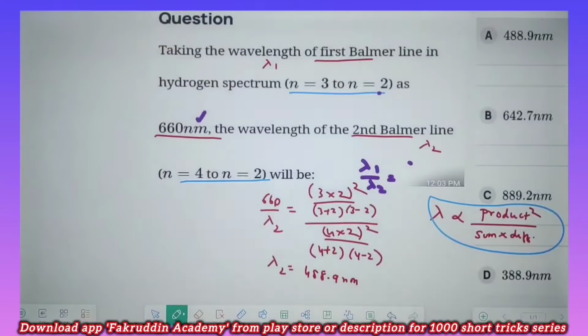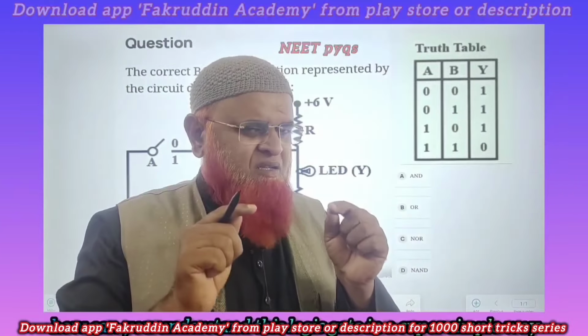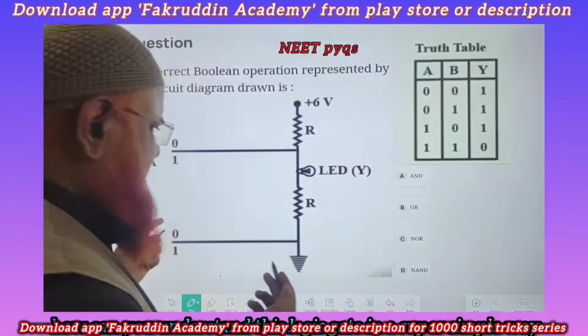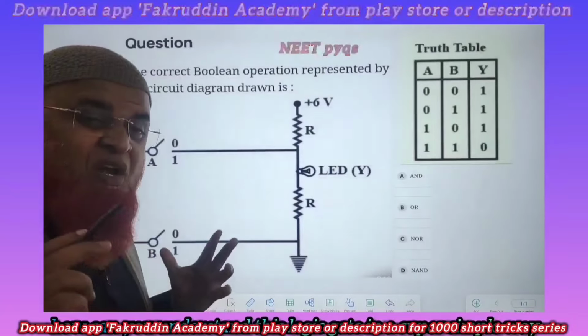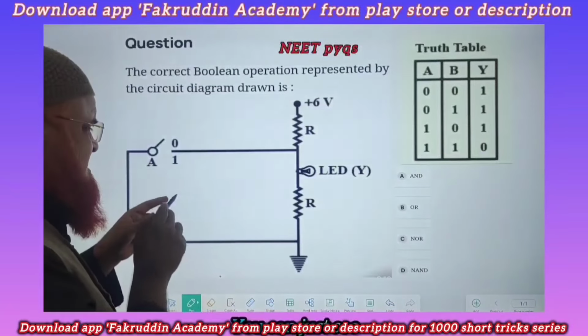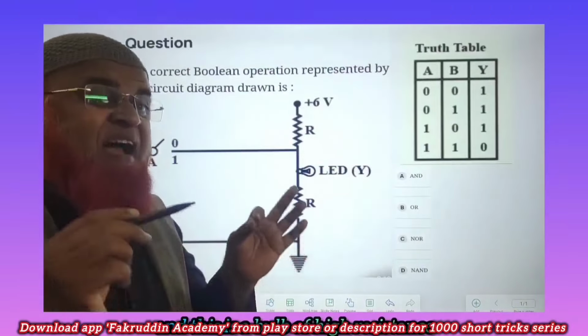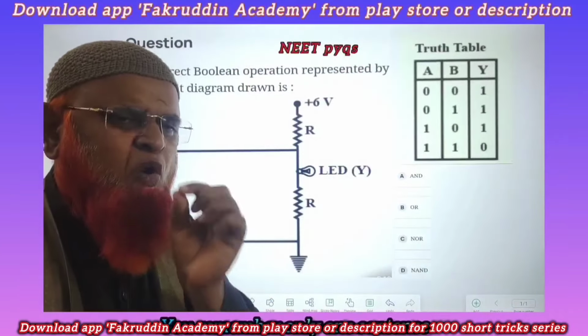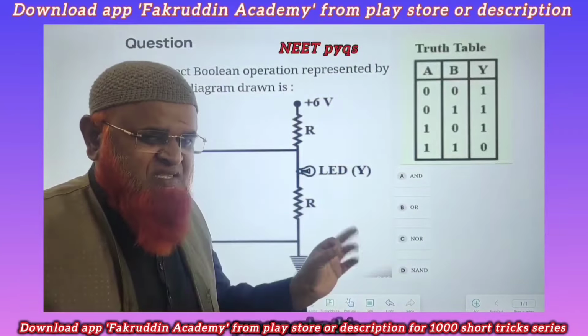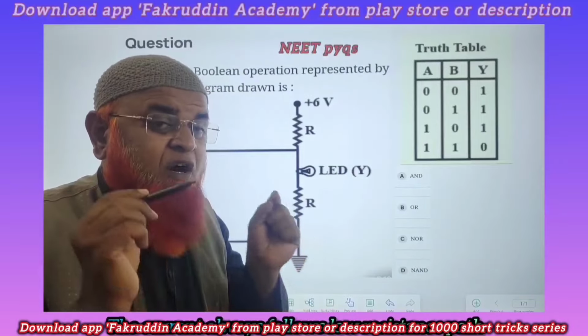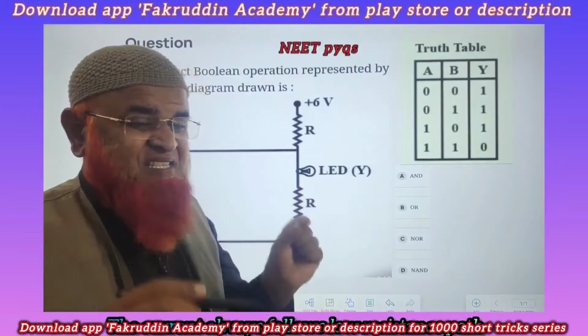My dear students, how can you understand this logic gate in a super simple way? You can just see that these two are switches and this is a bulb of high resistance. You remember only one sentence, and you can solve this: the current always follows the low resistance path.